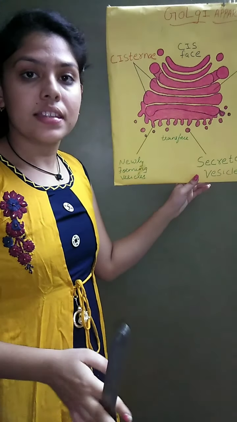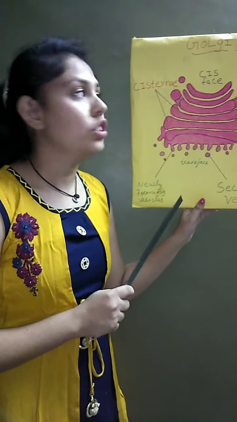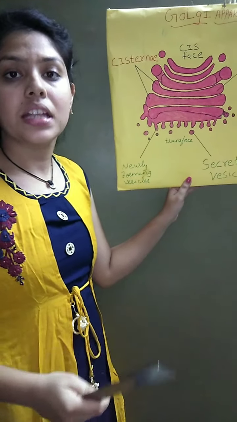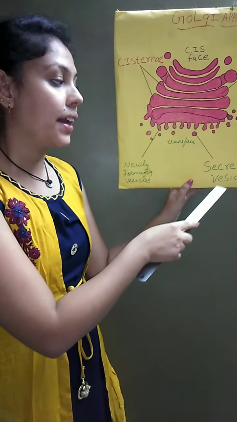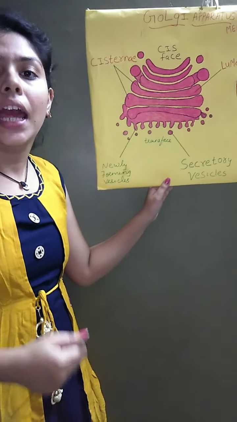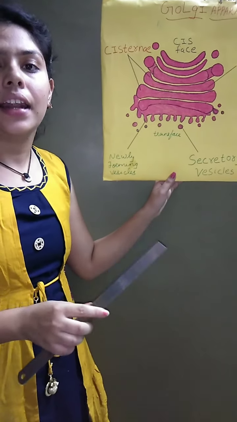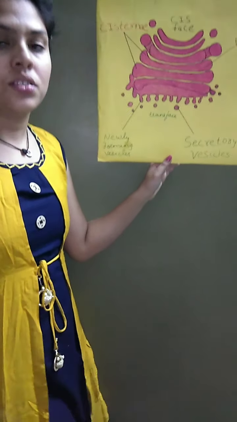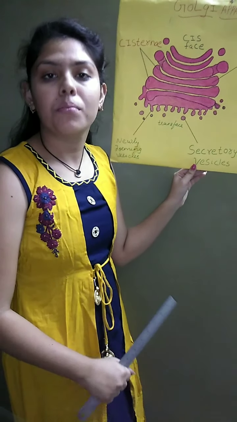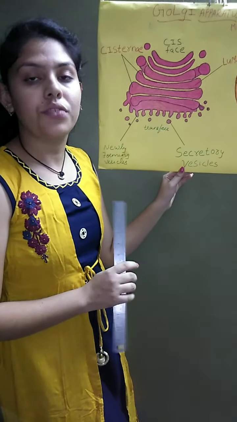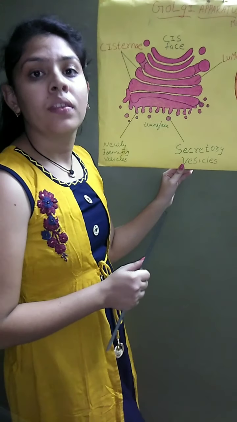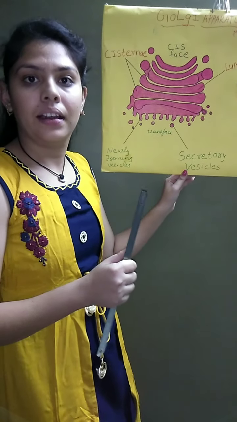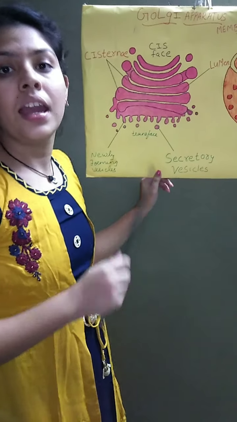Now, let us see its function. The function of the Golgi body is first to modify and then package the proteins and lipids into secretory vesicles for delivery and transport to the targeted destination, and then it forms newly forming vesicles. The Golgi body is also involved in the formation of lysosomes, which are basically the waste disposal of the cell. It is also involved in the synthesis and secretion of enzymes and lipids. This is all about the Golgi complex.